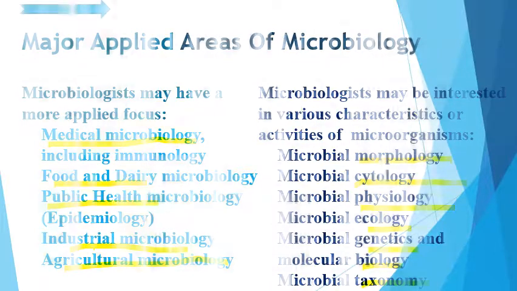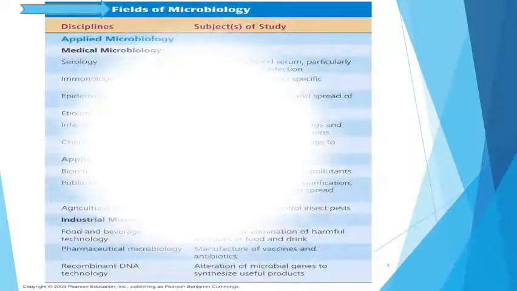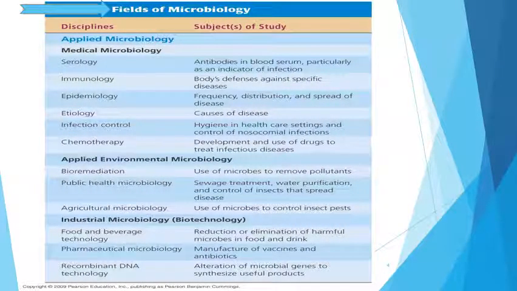So here we have some applied fields of microbiology. We have serology. One by one we will discuss them in detail later in this presentation. So serology is basically the study of antibodies in human blood serum, particularly as an indicator of infections. The other one is immunology, the body's defense against specific disease.